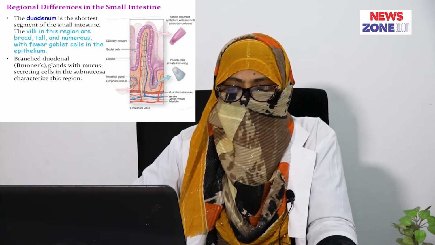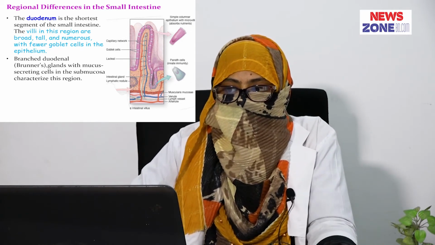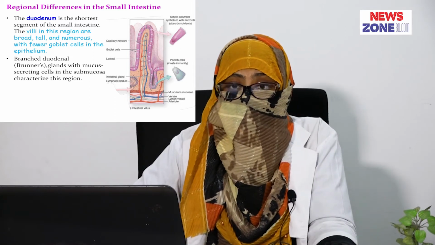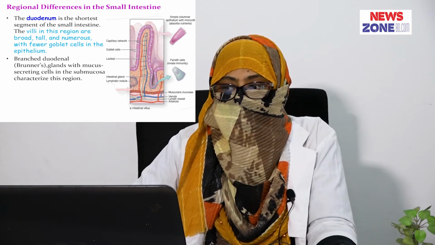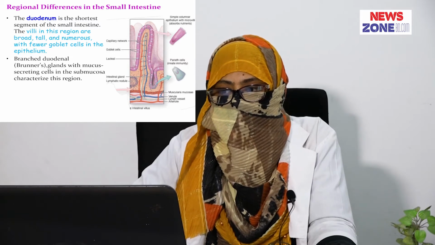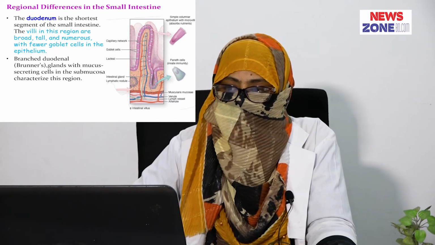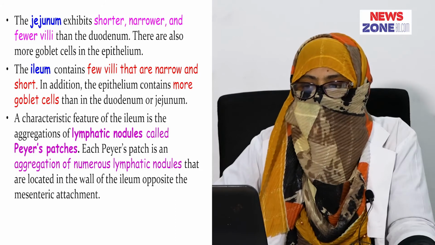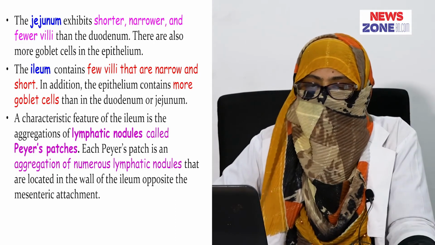Now, talking about the regional differences of the small intestine. In case of duodenum, in the submucosal layer, we will find the special glands, the Brunner's glands, and the duodenum is the shortest segment of the small intestine. The villi in this region are broad, tall and numerous with fewer goblet cells in the epithelium. In case of jejunum, the villi are shorter, narrower and fewer than in the duodenum. There are also more goblet cells in the epithelium.